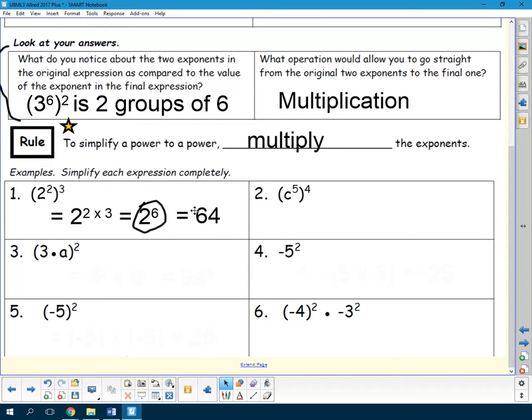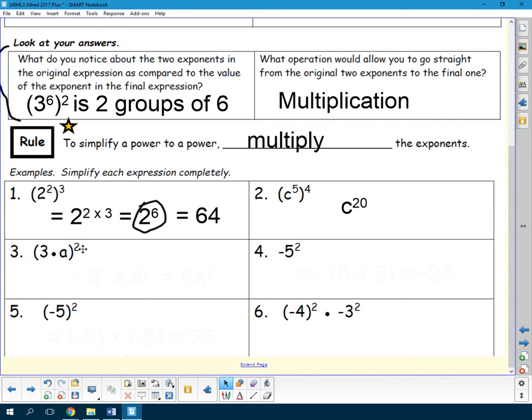When you look at one like number 2, you have a variable there, right? That would be the same thing as c to the 5th to the 4th, which would be the same thing as c to the 5th times c to the 5th times c to the 5th times c to the 5th. If you simplify that expression, you get c to the 20th. Oh, math is hard. 20th power. Okay, when you simplify that expression.